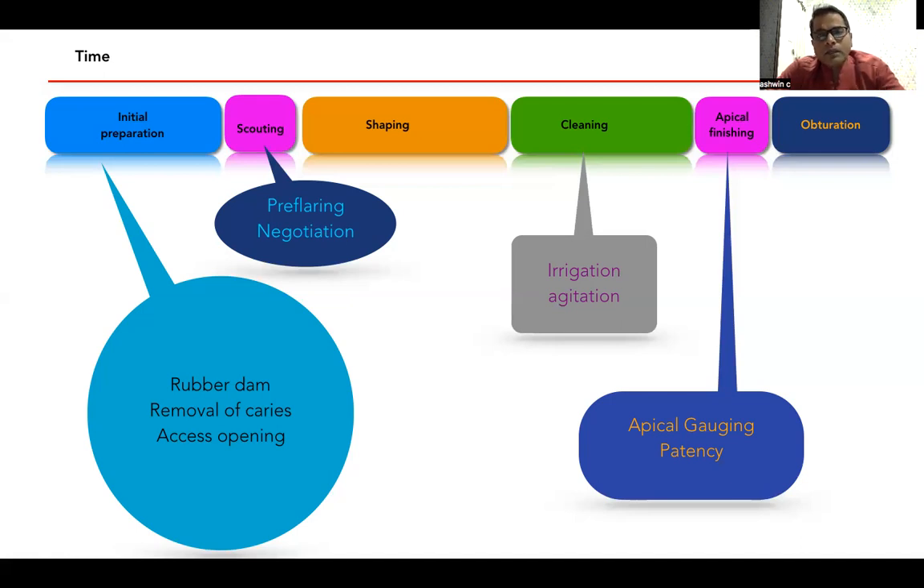Then comes the scouting. Scouting is nothing but the negotiation. And for that negotiation, sometimes you require to remove the dentinal triangles which are in the chamber. So that's called a pre-flare.